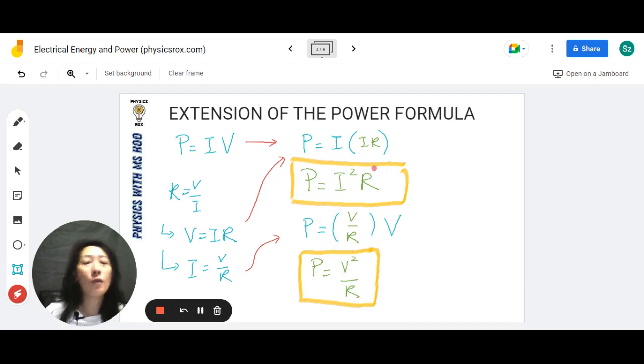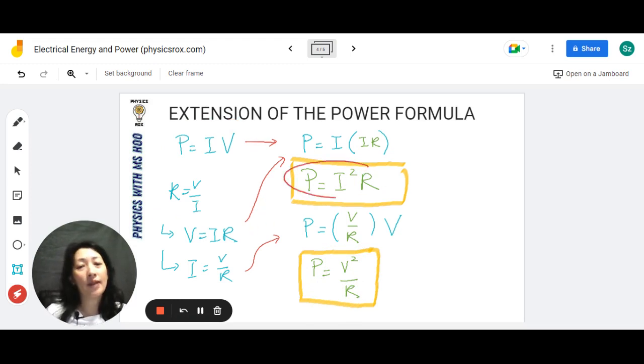So if you're wondering when would you be required to use this formula, it depends on the question. Some questions may only give you, let's say, for example, the current and resistance of the component, and they want you to calculate the energy use or power use, or the other way, they give you only the potential difference and the resistance, and you need to calculate the power energy used. So you can use these formula instead of the original Poisson-Ivy formula, right?